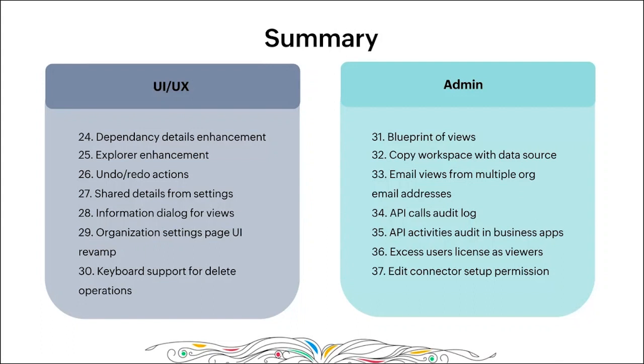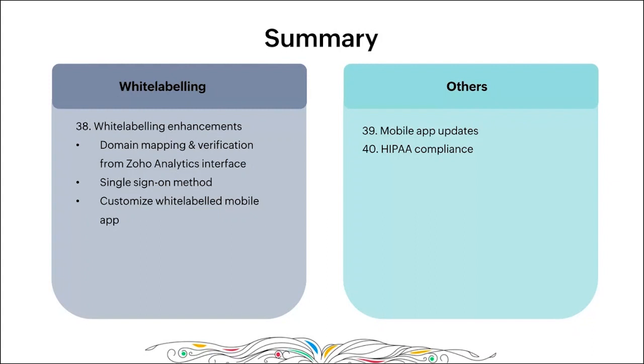For UI UX, we started off by looking at the dependency details, the undo redo action, which is now supported, information dialog for views, and finally at the organization settings page UI revamp and keyboard shortcuts for delete operations. For admin, we looked at the blueprint of views, emailing views from multiple organizational email addresses, and finally at API calls audit log, and the excess users license being used as viewers. For white labeling, we had three main updates: the domain mapping and verification from Zoho Analytics, the single sign-on method, and how you can customize your white labeled mobile app.